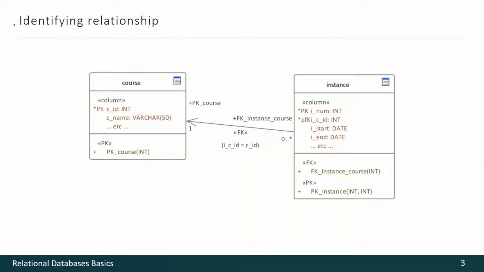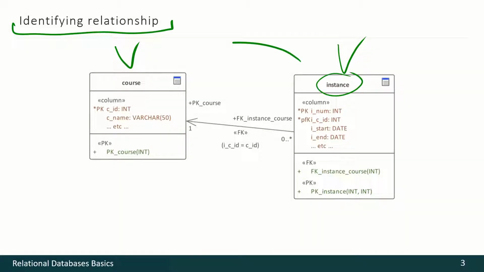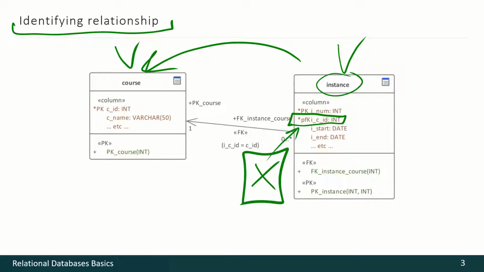Let's start with identifying relationships. Imagine we have some learning courses and instances of those courses. Of course, an instance may not exist without referencing its parent, so we have to make this foreign key have some real value, some x value, so it may never contain null value. How can we achieve this situation?